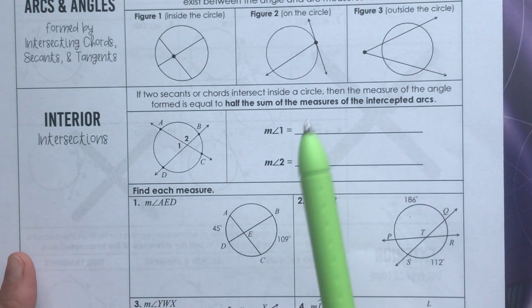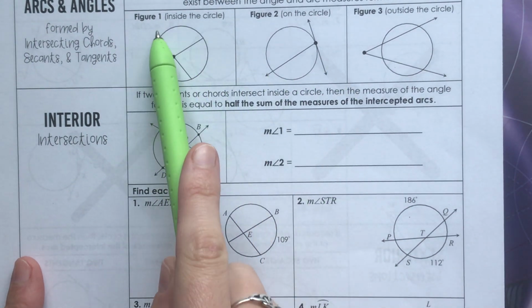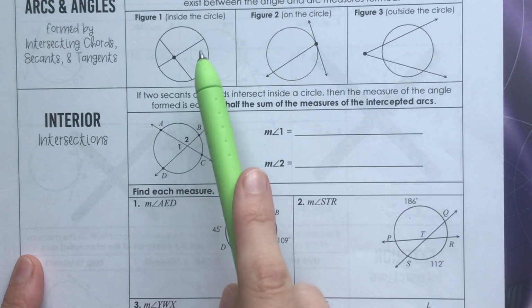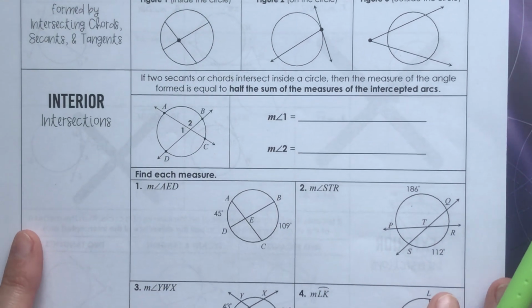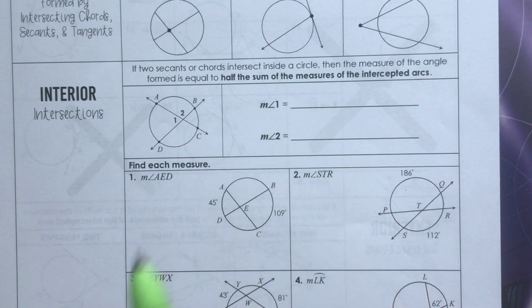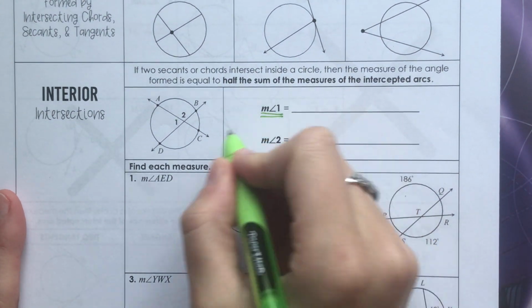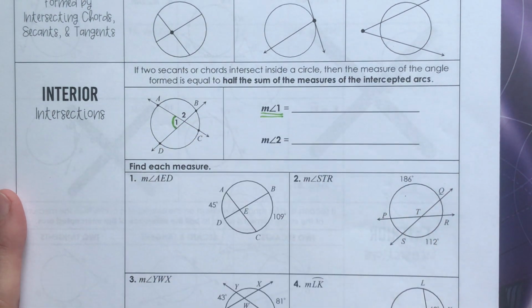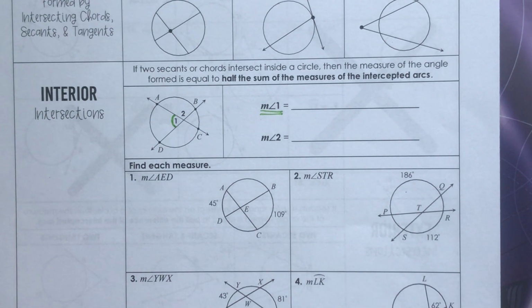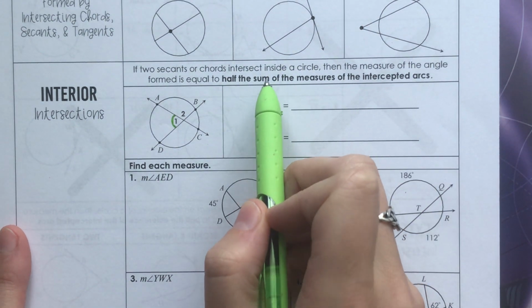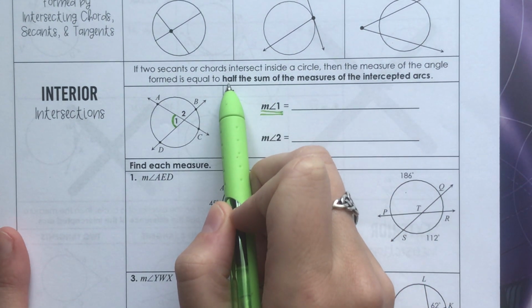The first one we're going to talk about is figure 1, when two secants or chords intersect inside the circle. When they intersect inside the circle, the measure of the angle formed is equal to half of the sum of the measures of the intercepted arcs. So here's what that means. In order to figure out the measure of angle 1, I'm going to take the two intercepted arcs and add them together. That means sum, and then I'm going to take half of them, so I'm going to divide them by 2.